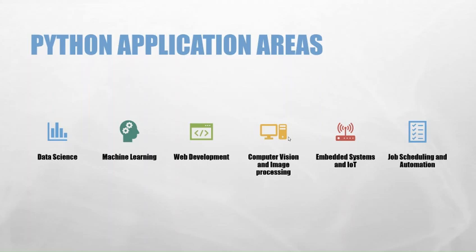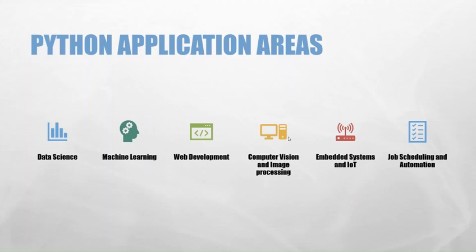Fourth, computer vision and image processing. When it comes to computer vision and image processing, Python is a strong contender with libraries like OpenCV and PIL, that is Pillow. These libraries allow developers to process images and videos, perform object detection, facial recognition, and even augmented reality. Whether you are enhancing images, detecting objects, or working with real time video, Python offers the tools needed for sophisticated image processing tasks.